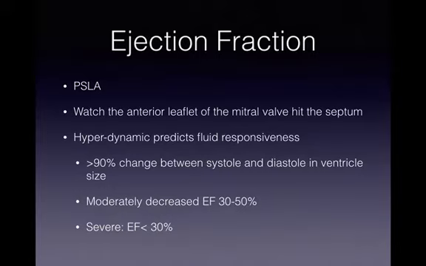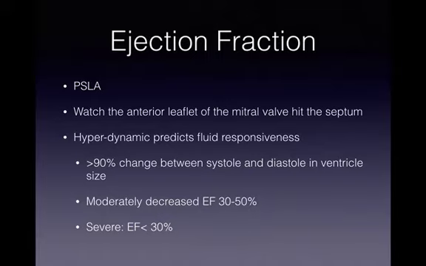So ejection fraction, I like to estimate ejection fraction in the parasternal long axis view, if this view is obtainable. And we watch the anterior leaflet of the mitral valve come up and hit the septum. If it's very hyperdynamic, this predicts fluid responsiveness, and there's a greater than 90% change between systole and diastole in the ventricular size. If we eyeball it and say, it's not as bad as it could be, but it's not as good as it could be, that's moderately decreased, and the EF is probably somewhere between 30 and 50%.